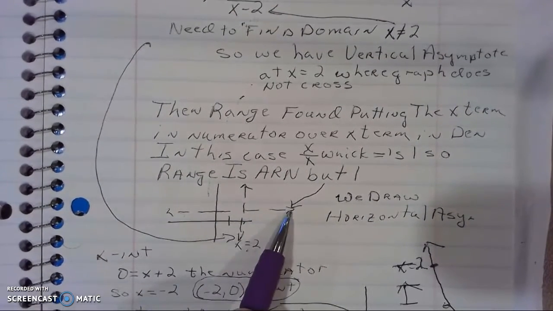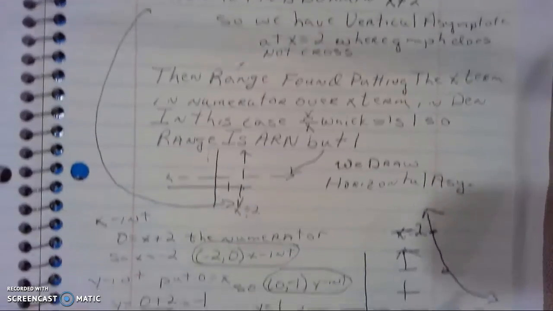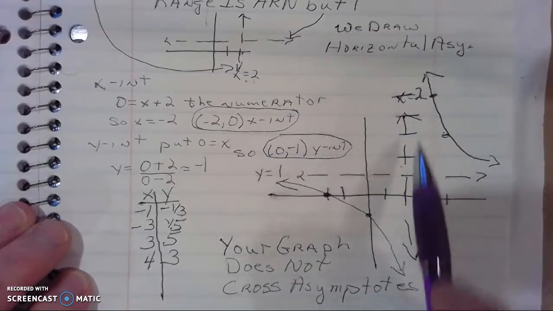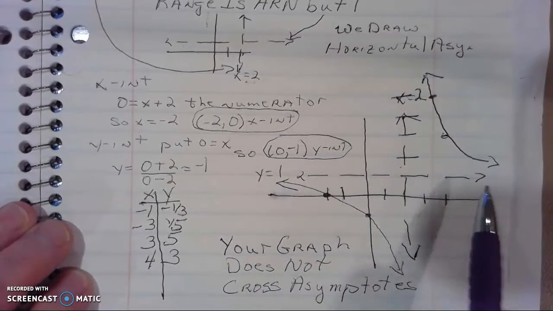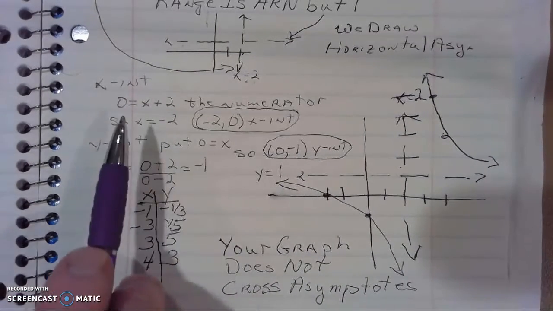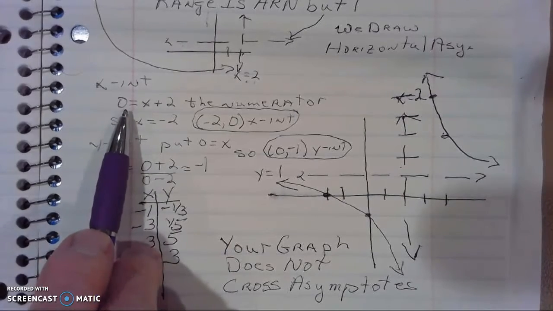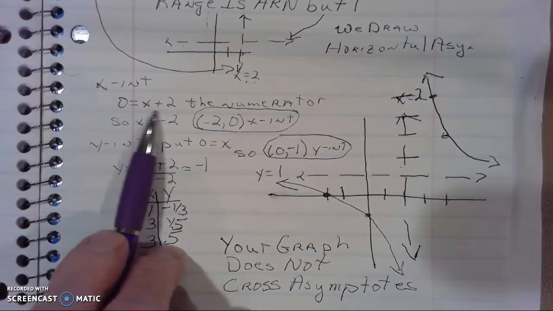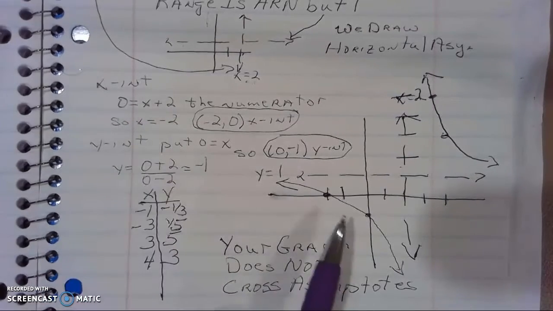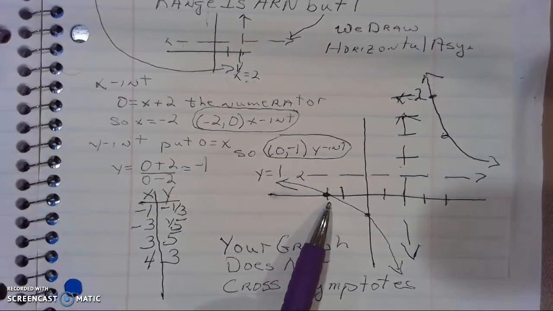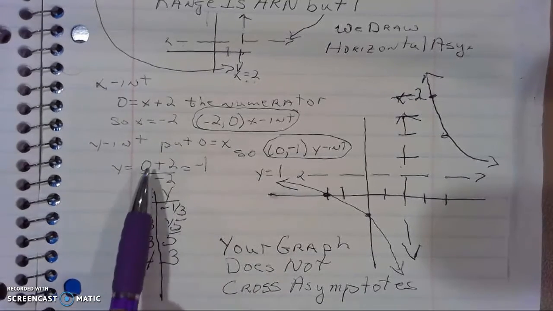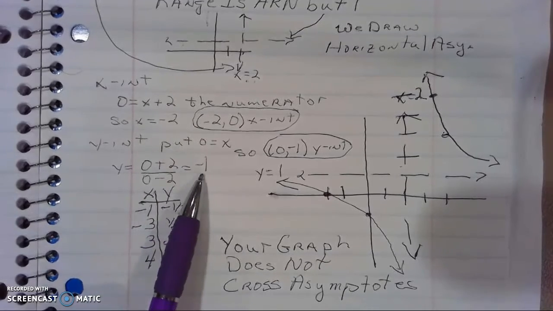So we draw y equals 1, we draw x equals 2. So on my graph down here, that's the first thing I draw, my asymptotes. x equals 2, y equals 1. Then I find my x-intercept. Your x-intercept is found by putting 0 equal to your numerator. So x equals negative 2. So negative 2, 0 is your x-intercept. Then you put 0 in for all the x's. 0 plus 2 over 0 minus 2 is negative 1.